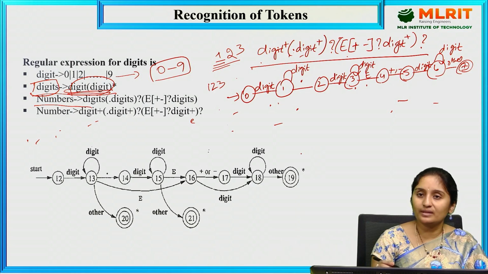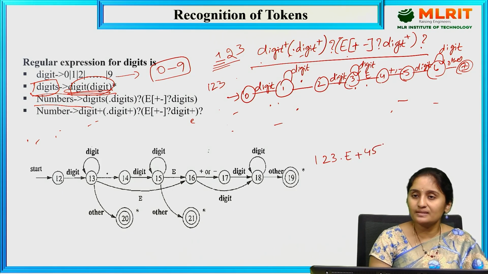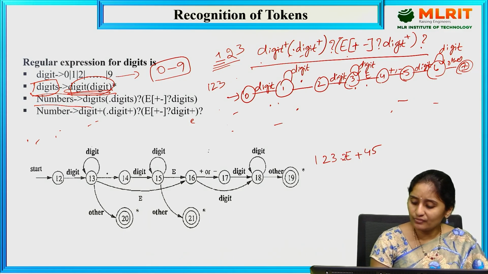Let me check what type of number it is accepting. 123 point E plus some 45. Let me check whether this value is accepted or not. 123.2 E, some value I am writing. So first one I am having is a digit, so from state 0 to state 1 it is coming. The first digit is read. The next one, 2, is nothing but a self loop. 2 is read, and next 3 is read.